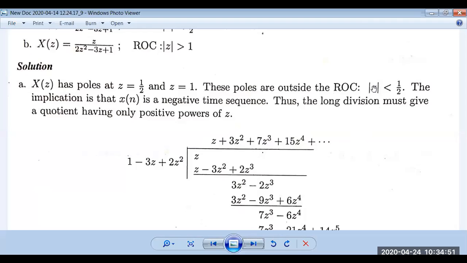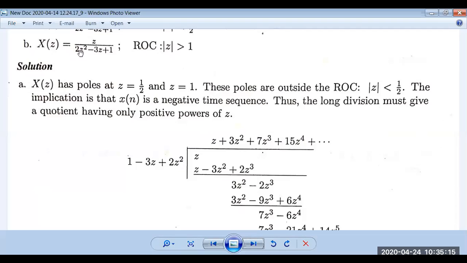Now the ROC very clearly says that the ROC is within the circle. ROC within the circle means it is a negative time sequence. For a negative time sequence, we have positive powers of Z. So you should see that the quotient has only positive powers of Z. So how do we get positive powers of Z? Just reverse this equation.